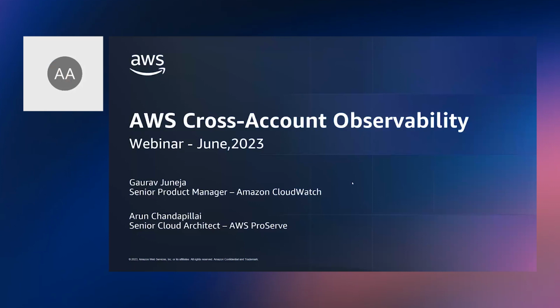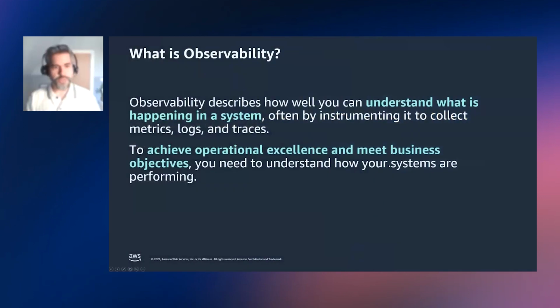So before I jump into the topic of cross-account observability, let's go through the slide where we talk about what is observability. Observability describes how well you can understand what's happening in your system, often by instrumenting it to collect metrics, logs, and traces, and you observe that. It's required to achieve operational excellence and meet your business objective. And for this, you need to know how your systems are performing. Now, we know this is important.